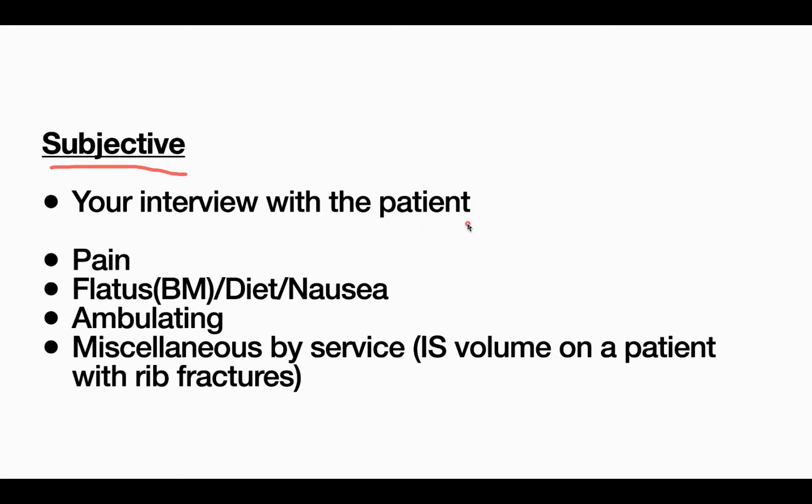And then beyond that, depending on the service, there are some key points you always want to hit. These are some of those things that are really going to vary by service, right? If you're on the renal consult team, you're going to have very different questions than us with general surgery. But for surgery, you always want to talk to people about their pain, whether or not they're passing gas or having bowel movements, how they're tolerating a diet if they have one, if they're having any nausea. You want to make sure they're getting up and ambulating. And then there might be some other miscellaneous things by even surgery service, like incentive spirometry volume on patients with rib fractures, etc.